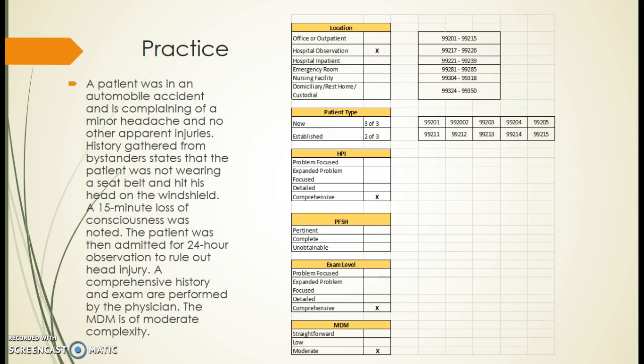He has comprehensive history, check. Comprehensive exam, check. And medical decision making of moderate complexity. Check again. So our code for this patient is 99219.